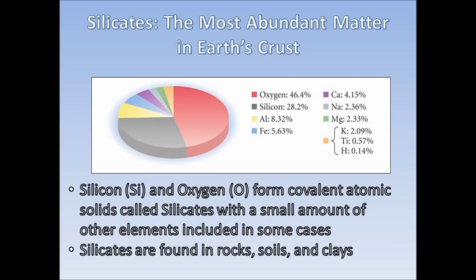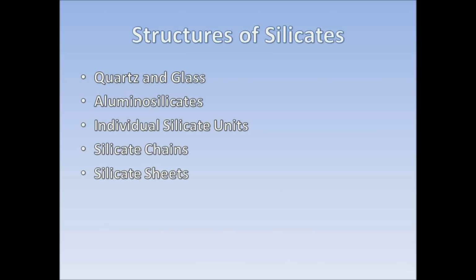Together, silicon and oxygen form covalent atomic solids called silicates, with a small amount of other elements included in some cases. Silicates are often found in rocks, soils, and clays. In particular, I will be speaking about 5 structures of silicates today: quartz and glass, aluminosilicates, individual silicate units, silicate chains, and silicate sheets.